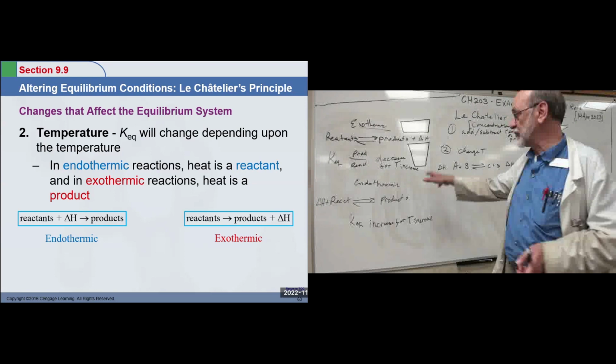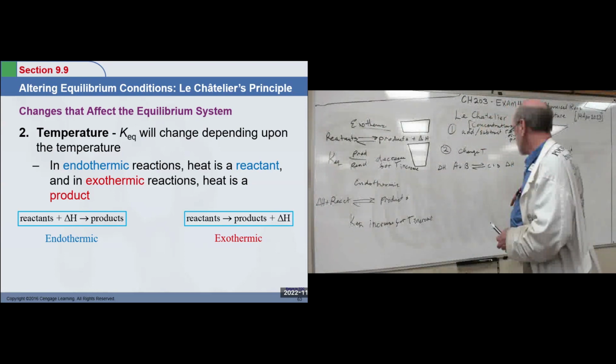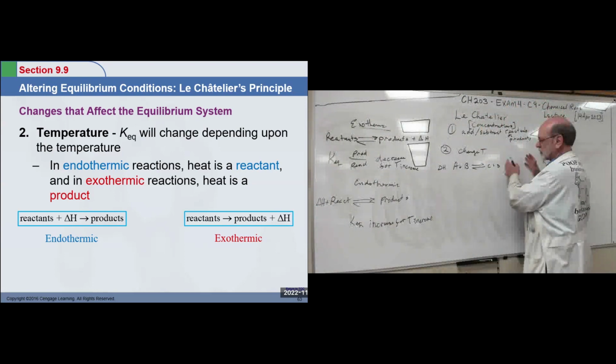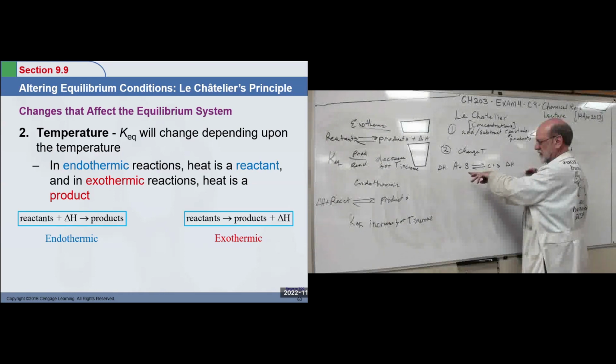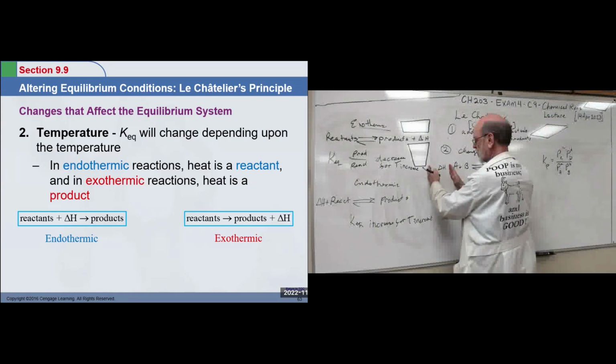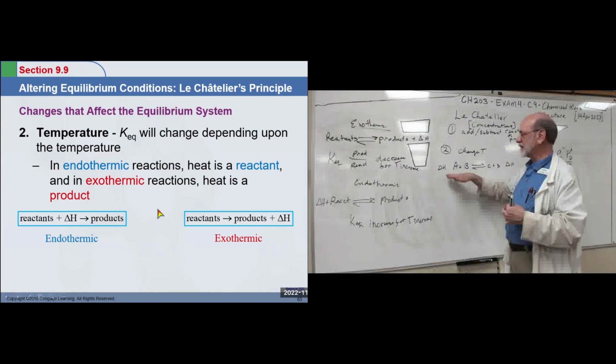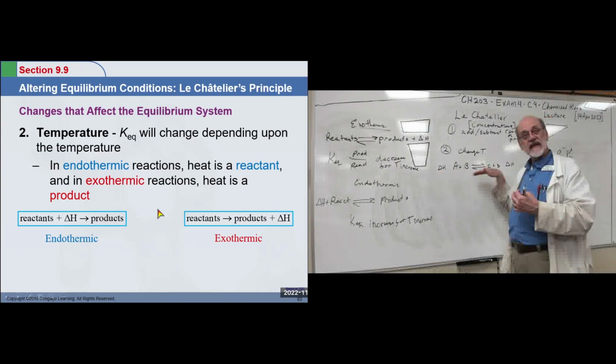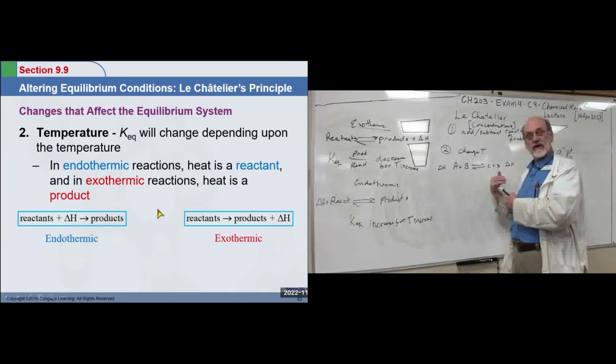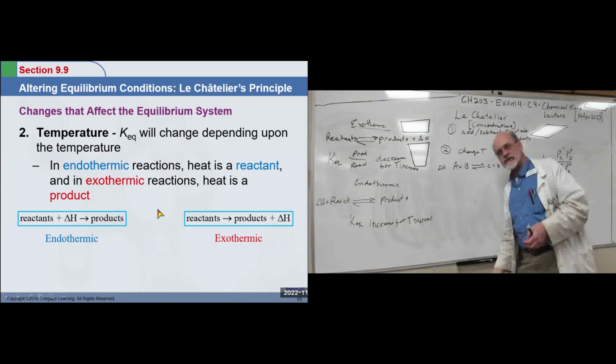And we showed examples before, right? If it's exothermic and you increase the temperature, you're going to shift to the left. If it's endothermic and you increase the temperature, it's going to shift to the right. Because in this case, we treat the enthalpy, or the heat, as a reactant or product. And that's the most efficient way to do it.